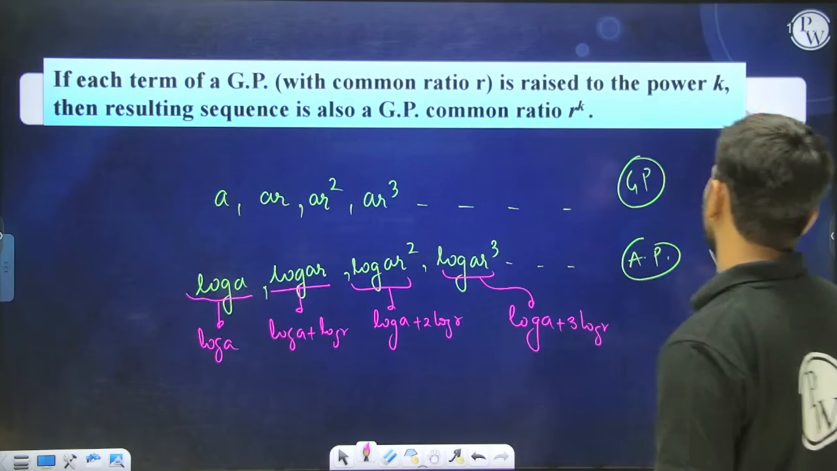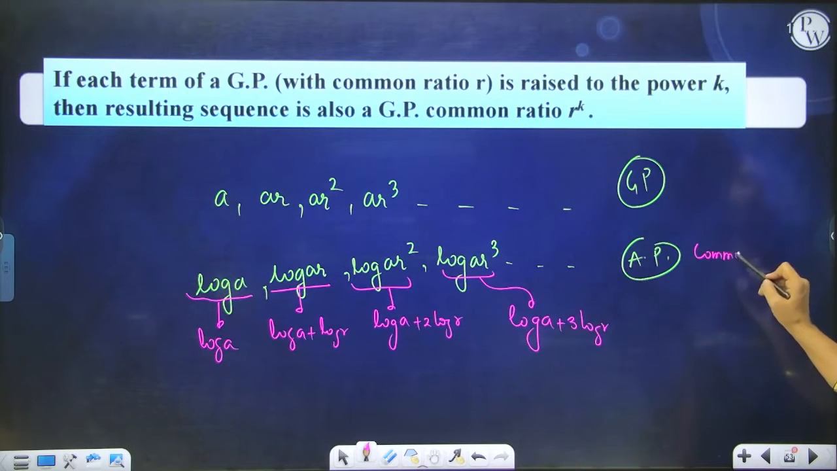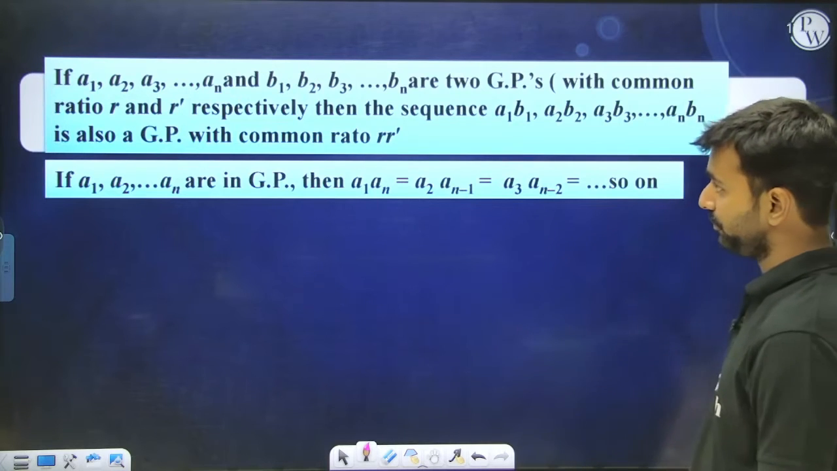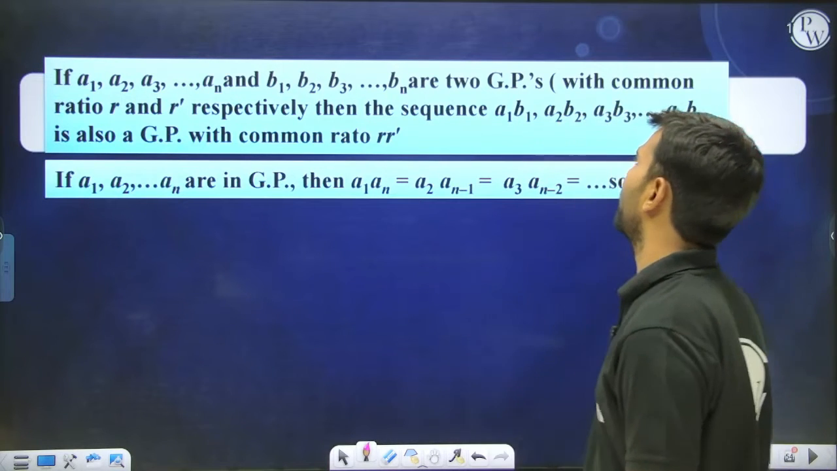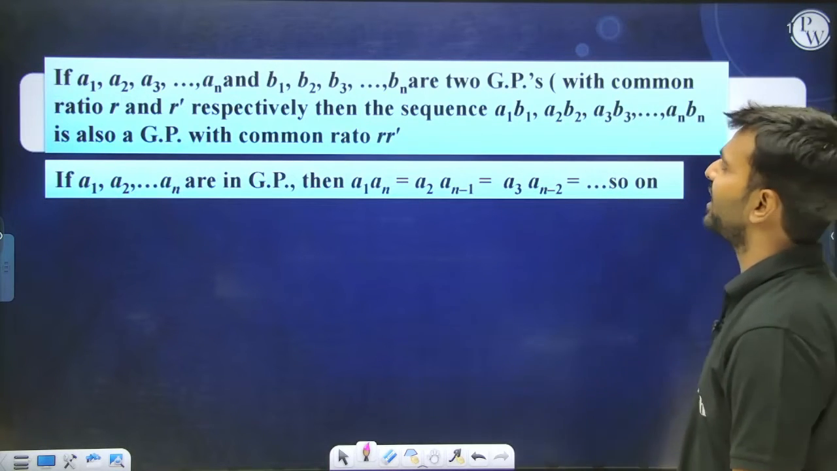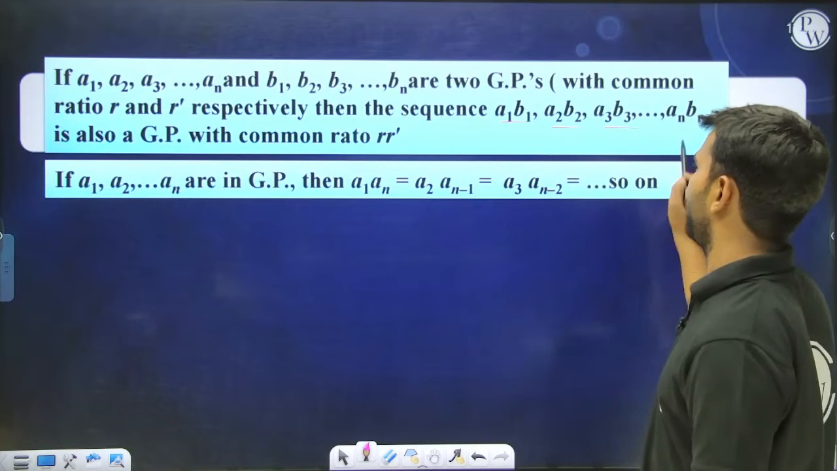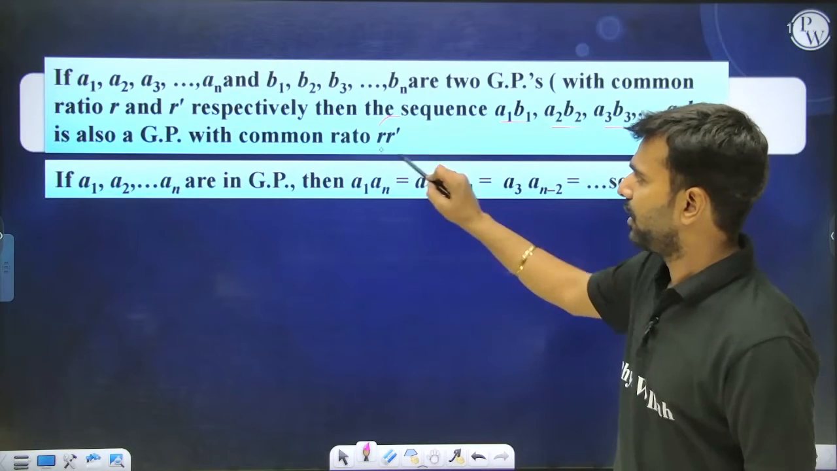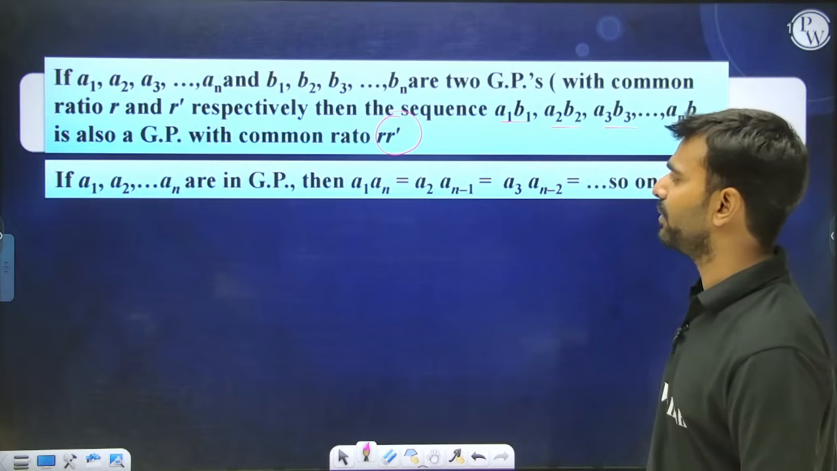So the common difference over here is going to be log R. Do remember this thing, okay? If A1, A2, A3 and B1, B2, B3 are two GPs with the common ratios R and R dash given, then the sequence A1, B1, A2, B2, A3, B3 will have common ratio R into R dash, and again will be a GP only.